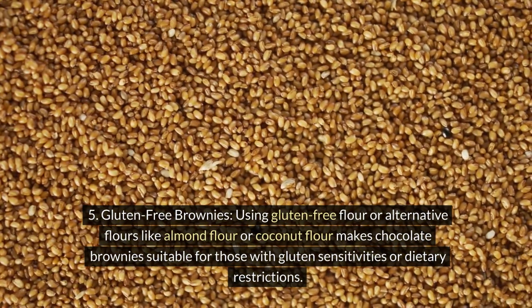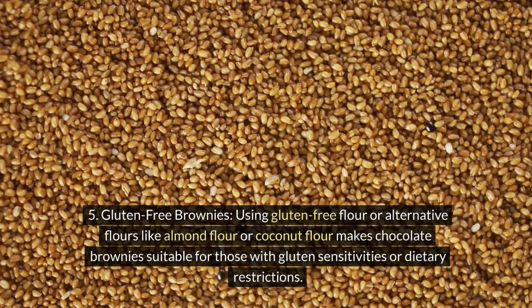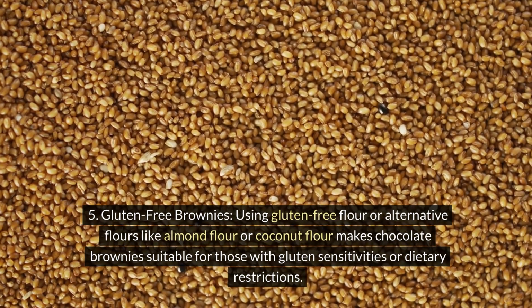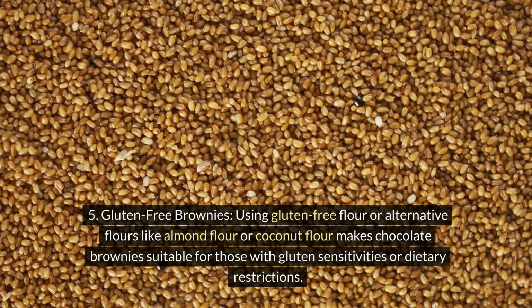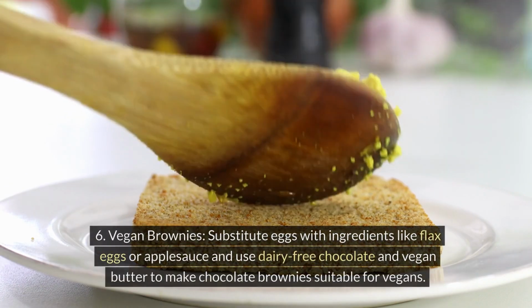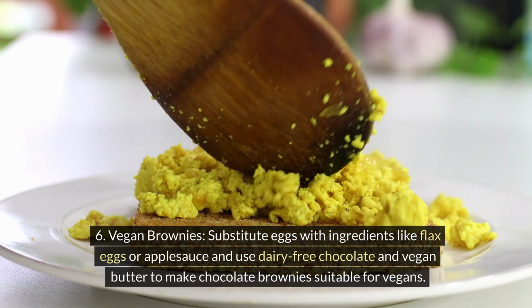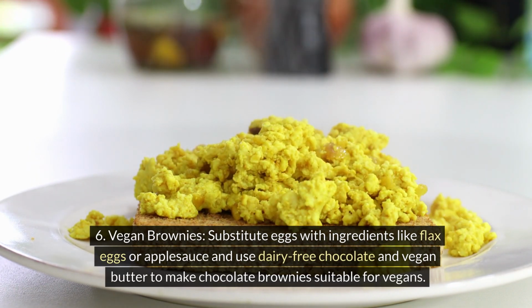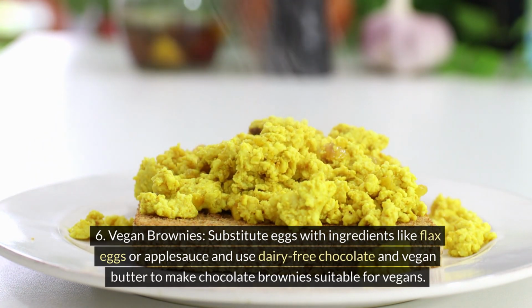5. Gluten-free brownies. Using gluten-free flour or alternative flours like almond flour or coconut flour makes chocolate brownies suitable for those with gluten sensitivities or dietary restrictions. 6. Vegan brownies. Substitute eggs with ingredients like flax eggs or apple sauce and use dairy-free chocolate and vegan butter to make chocolate brownies suitable for vegans.